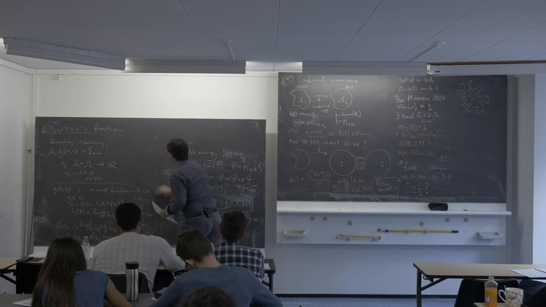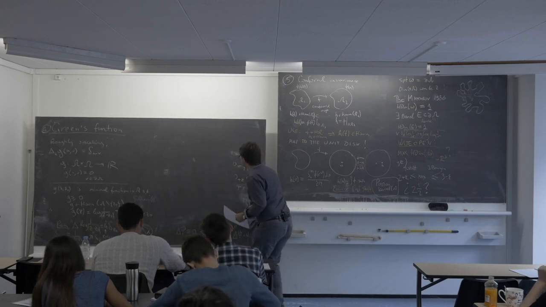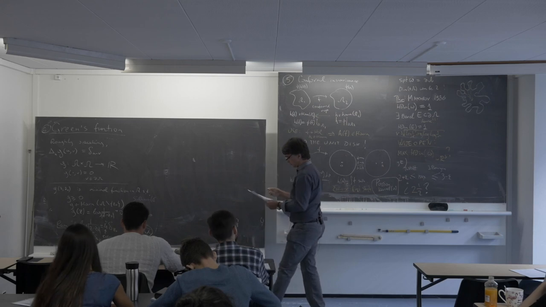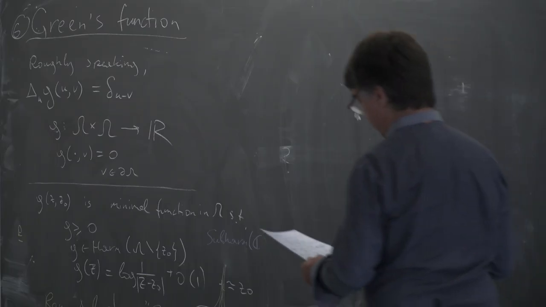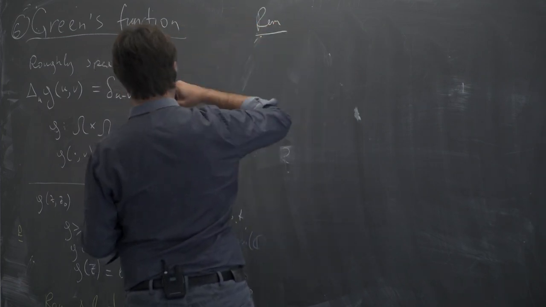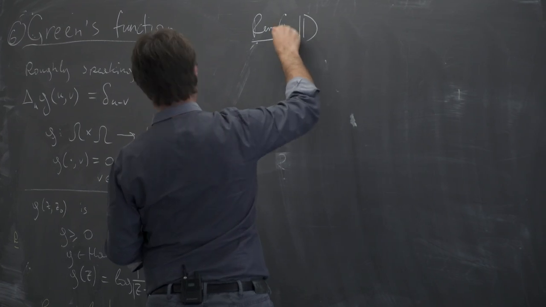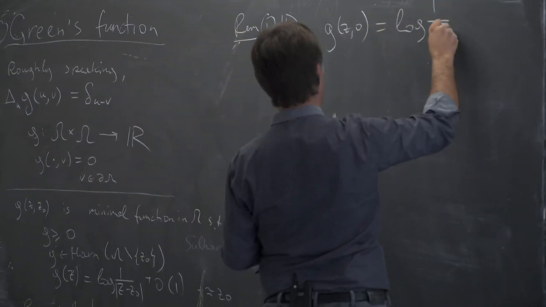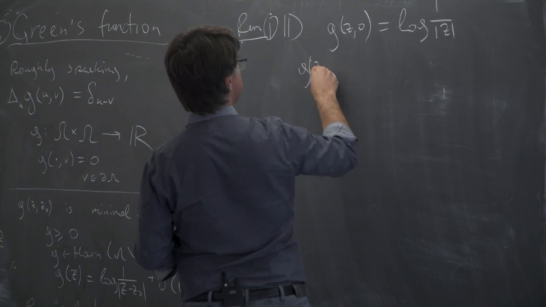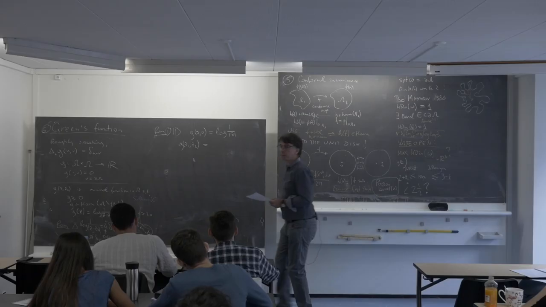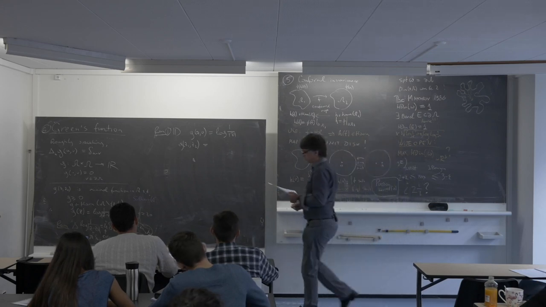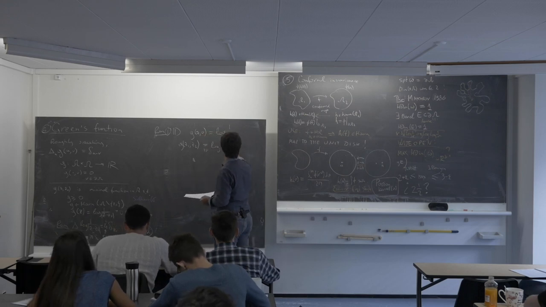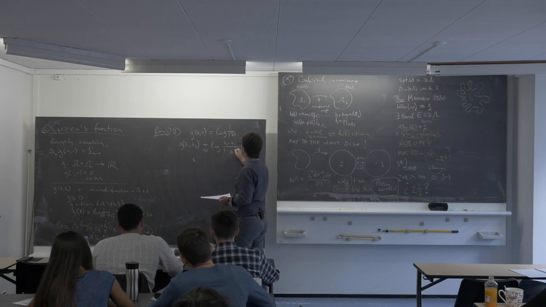Now I just write a couple of properties of the function, a few remarks about this function, and then we'll go to the break. In the unit disk, g of z and 0 is just logarithm of 1 over absolute value of z. G of z1 and z2, you can do a conformal map and you can calculate. Maybe it's better to do it in the exercises, but it will be an exact formula: z1 minus z2 over 1 minus z1 z2 bar.